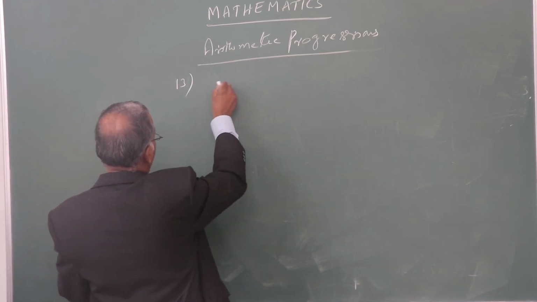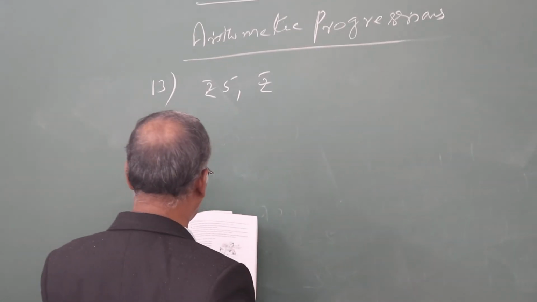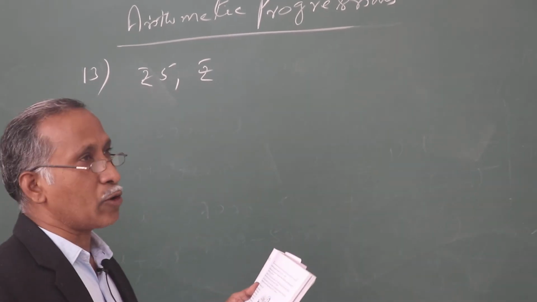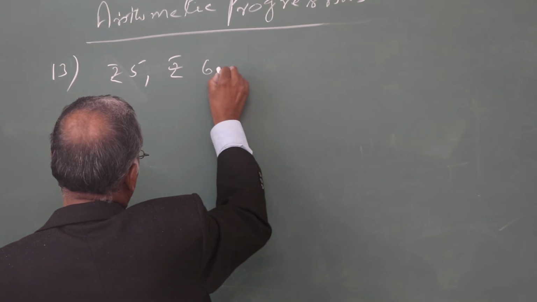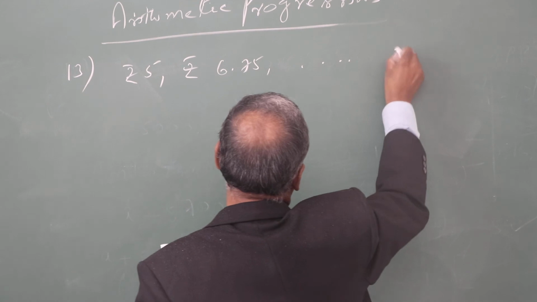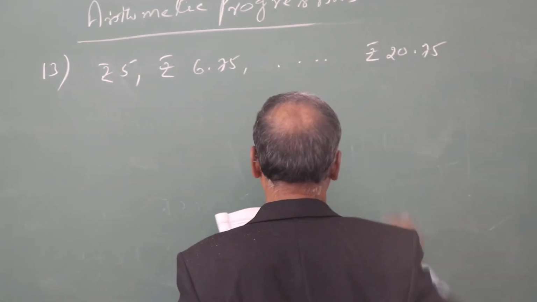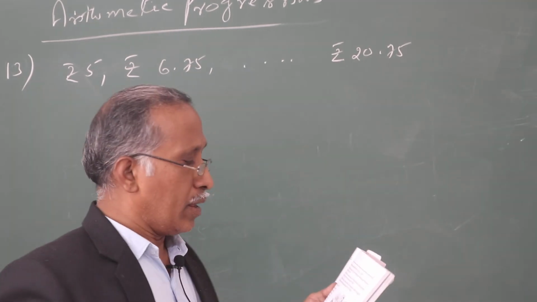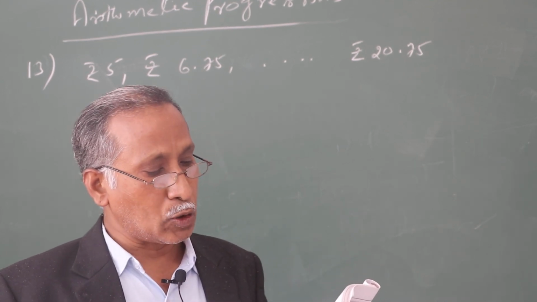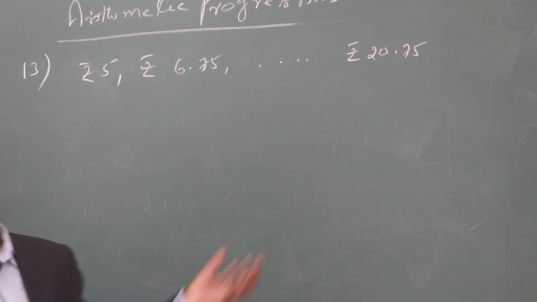So first week she has saved 5 rupees. Second week, she increased her weekly savings by 1 rupee 75 paise. That means 6 rupees 75 paise is the second week's total amount, and so on, at the end she gets an amount of 20 rupees 75 paise. If in the nth week her weekly savings become 20 rupees 75 paise, find n. In how many weeks does she get an amount of 20 rupees 75 paise?